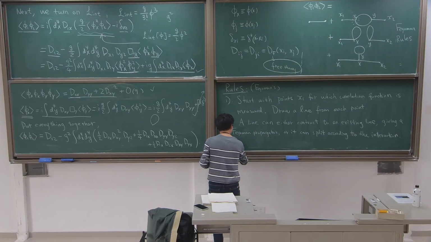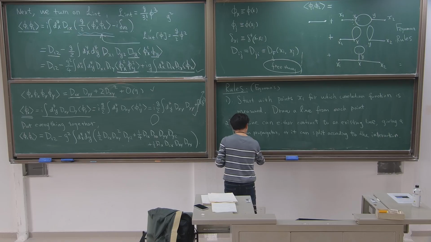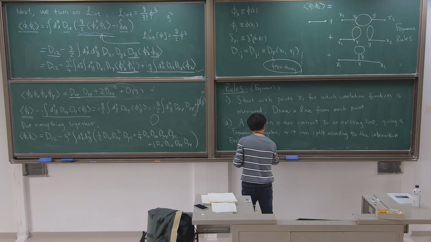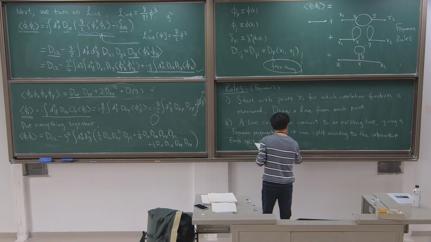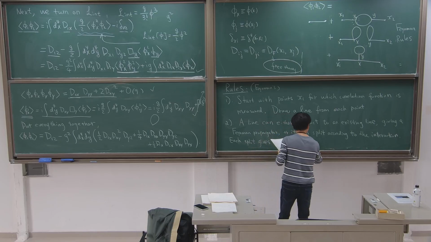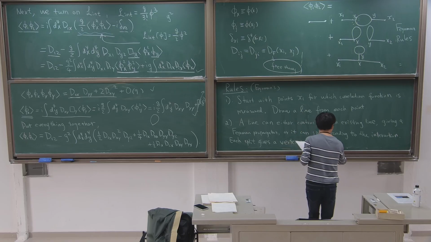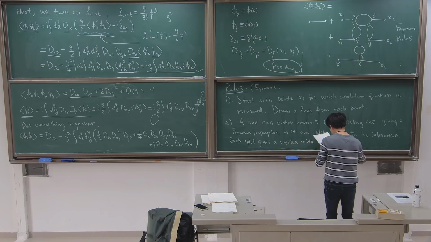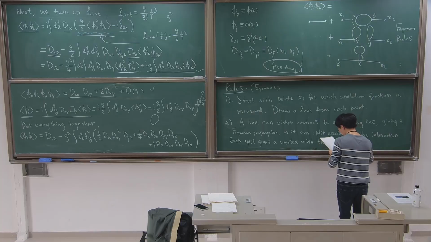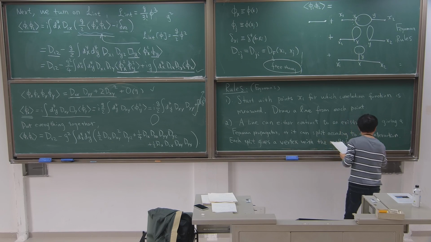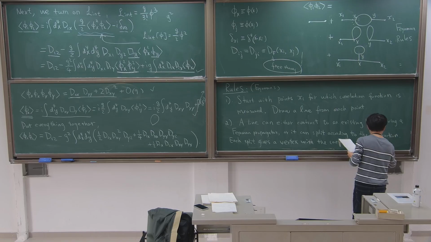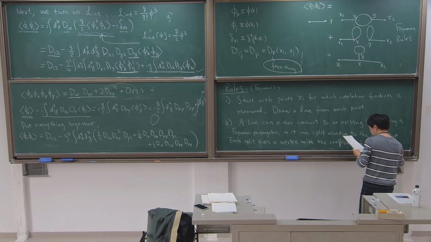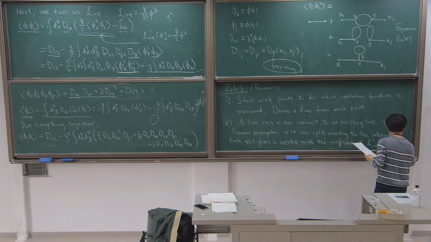Now each split gives a vortex with the coefficient of L prime interact prime phi times I factor I.